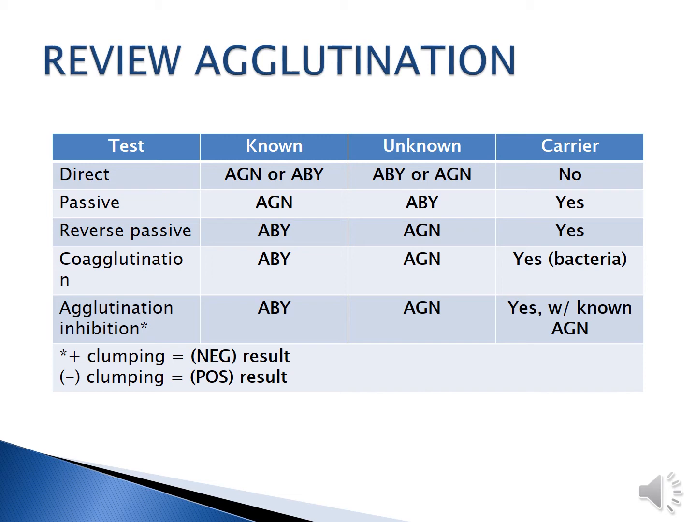We have agglutination inhibition. We have our known antibody and unknown antigen. And typically, yes, we do have a carrier with our known antigen. Now remember about agglutination inhibition, that positive clumping means a negative result.